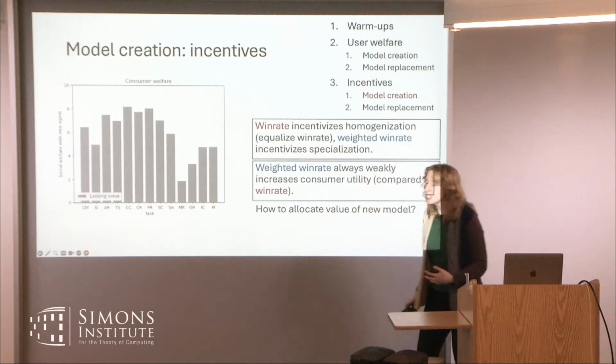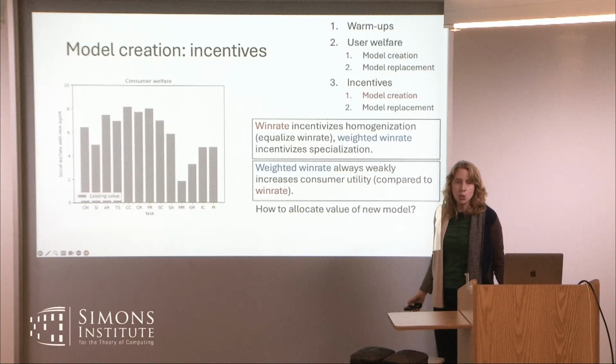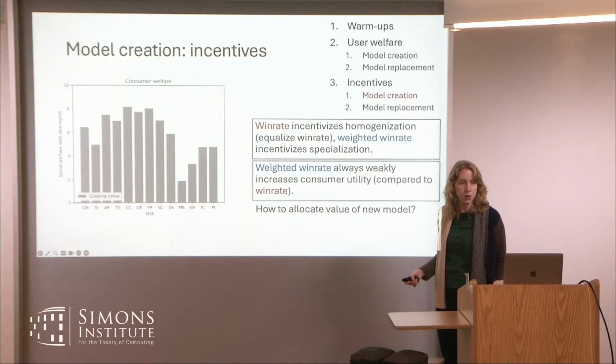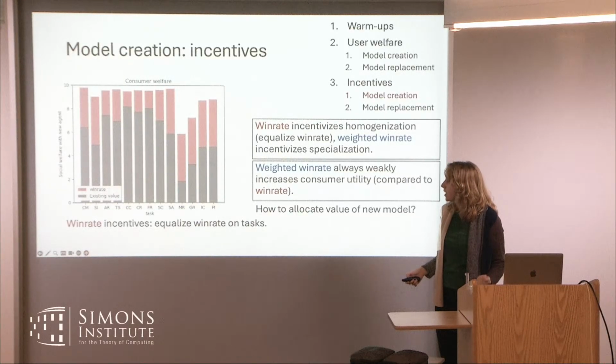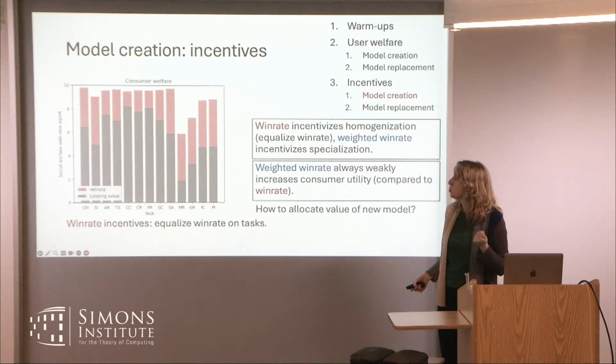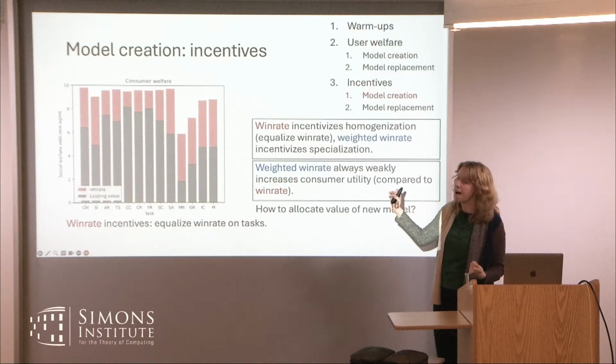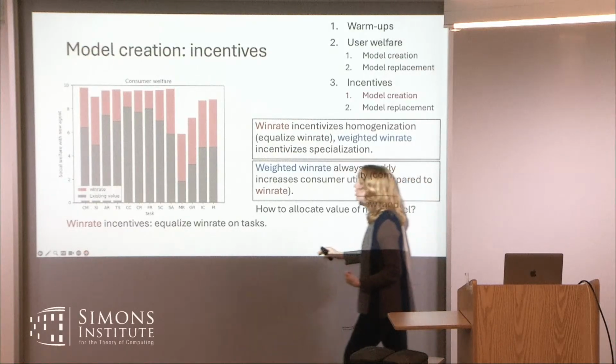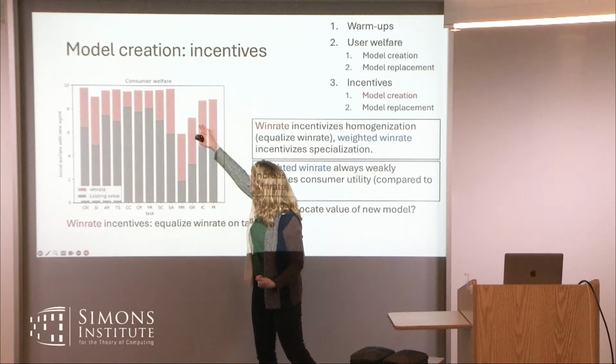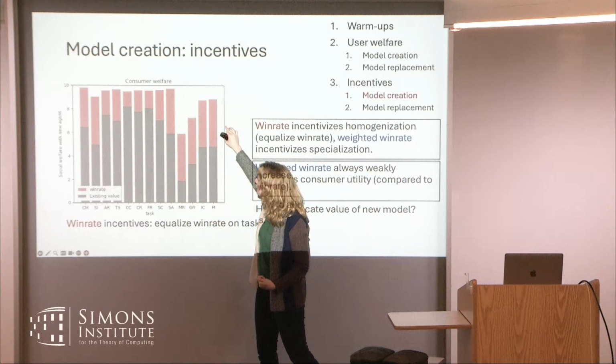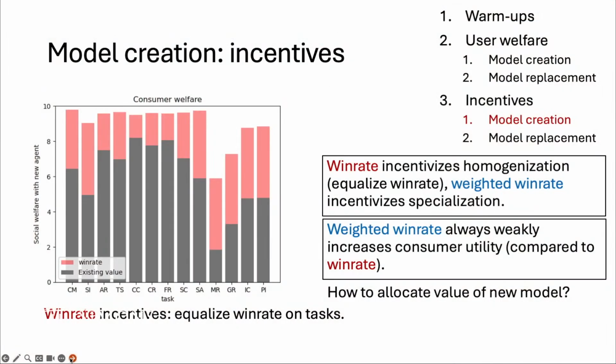The first thing we're curious about is what you would be incentivized to do if you showed up as a brand new model and you're optimizing for win rate. For win rate, you'd be incentivized to equalize win rate on tasks, and the added value you'd bring to the market is this shaded red region. You can see that you're winning by similar amounts in all the tasks, which means you improve a little bit, but there's still a big gap of unmet need in this space. So this is what would happen with status quo win rate incentives.